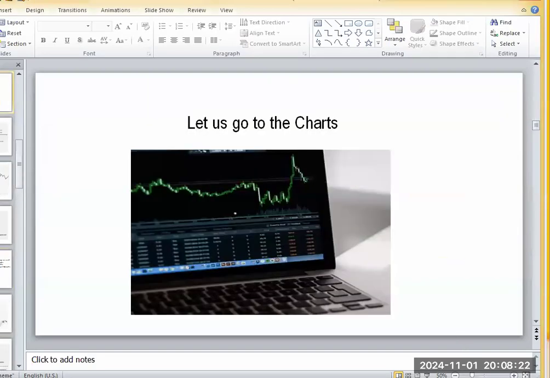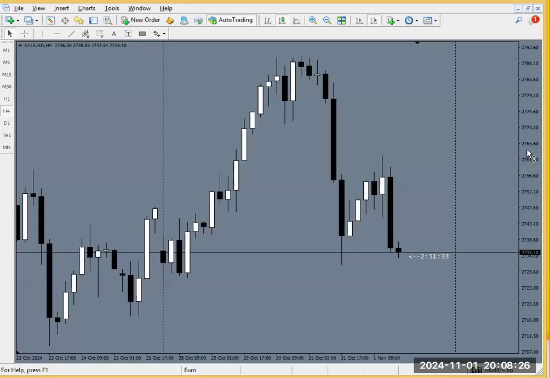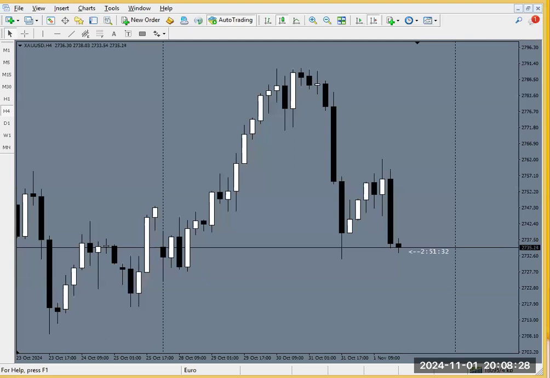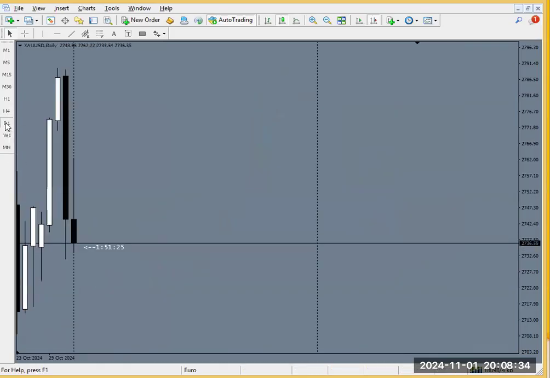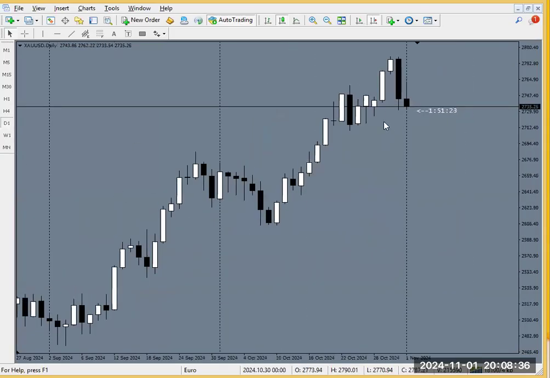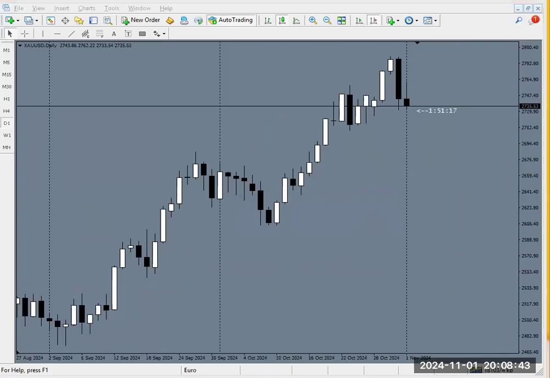Okay, so let's go to the charts quickly. Which chart is this? Okay, this is a gold chart. Let me go to the daily. This is the daily chart of gold. Now, if you can see the charts, can you just type in one there in the chat box? Let's see if you can see these charts.